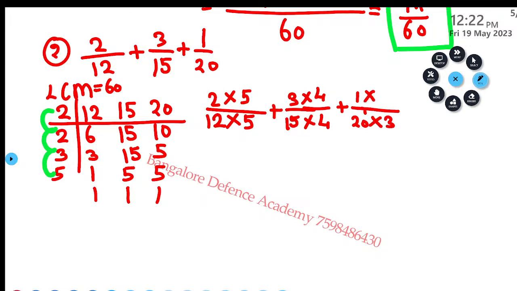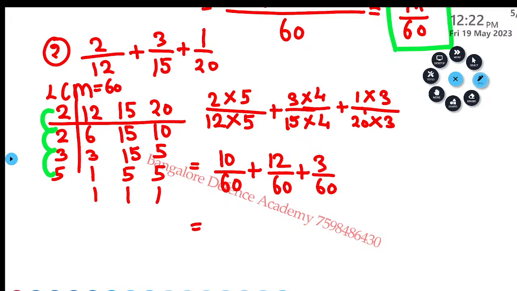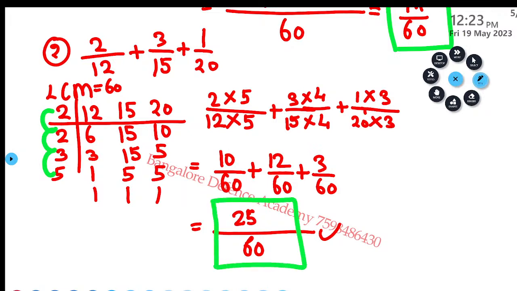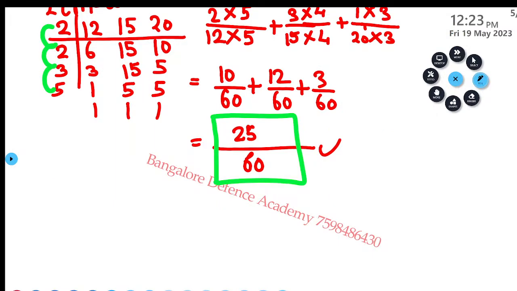Here I'll multiply by 3. So here I get 10 by 60 plus 12 by 60 plus 3 by 60. Now if you look, the denominator is the same, that is 60. So now the answer is 25 by 60. This is the answer. Further, you can reduce this by dividing by 5. So this is how you are going to do it.